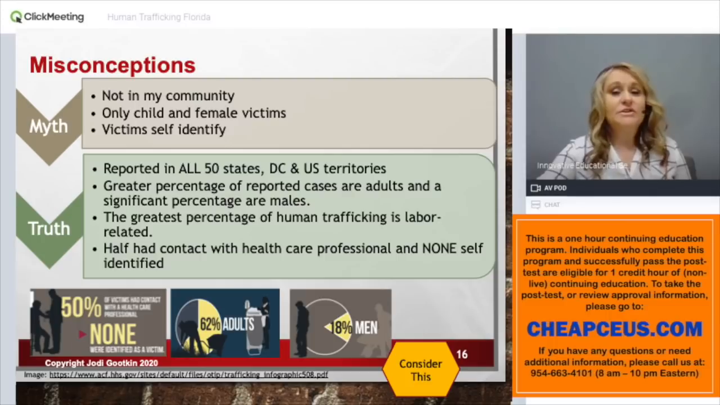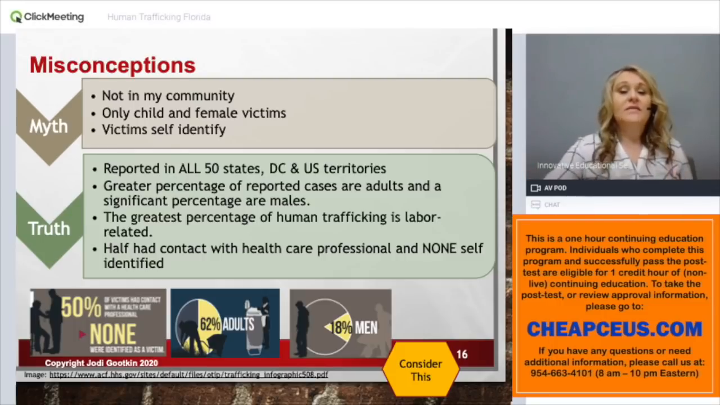When we consider gender, the data shows that a significant number are men who are victims of sex as well as labor trafficking, in addition to females. And when we look at the percentage globally of sexual exploitation and labor trafficking, the larger percentage is in labor trafficking; it is more cases related to that labor.